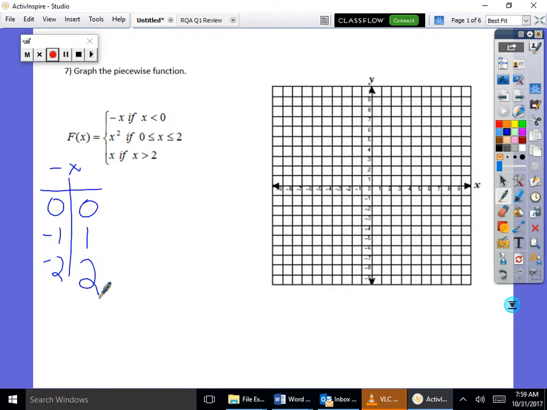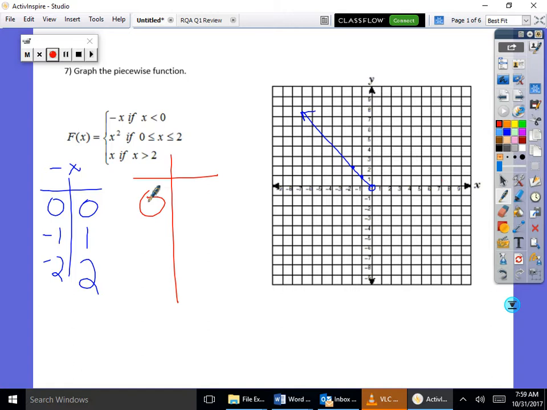0, 0. It's going to be an open circle. -1, 1. And then -2, 2. So it is going like this. It is a linear function. Okay? The next one. Whoops, sorry, the pen went crazy on me.